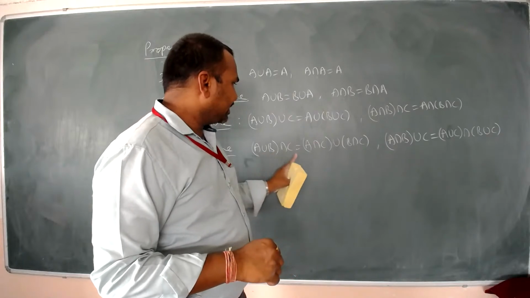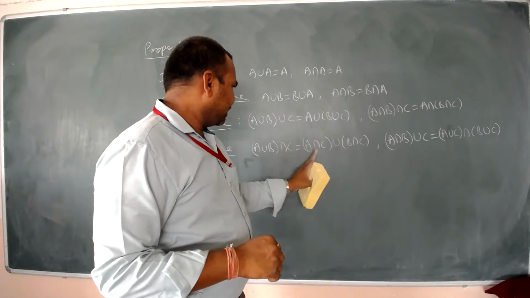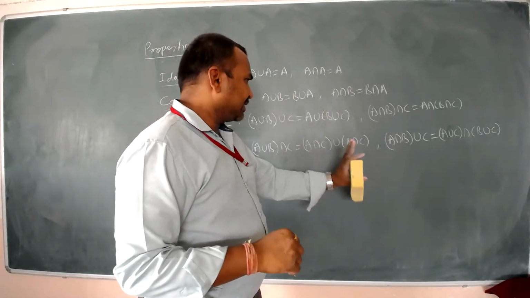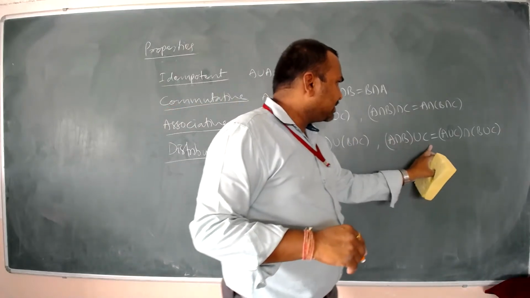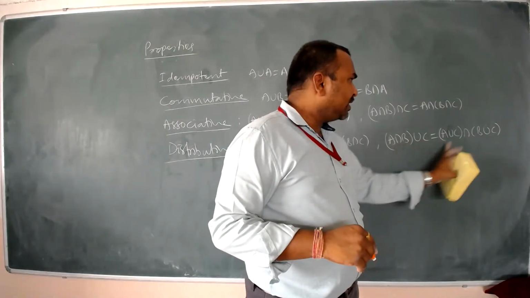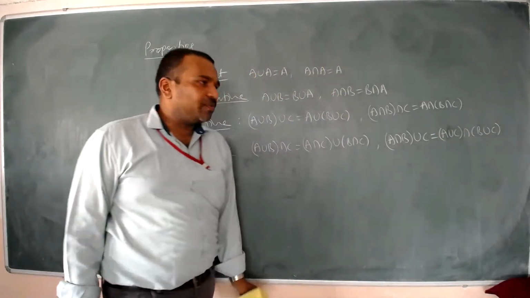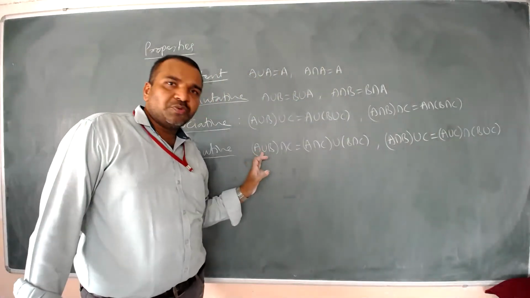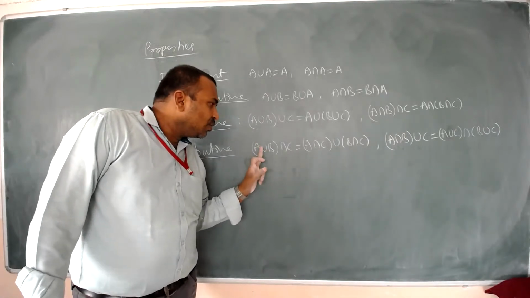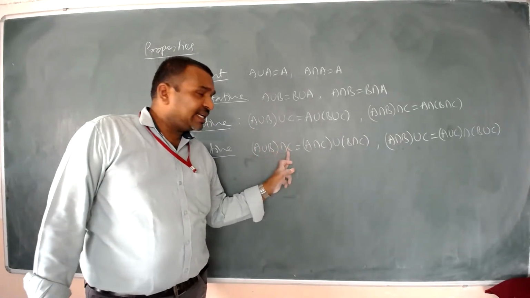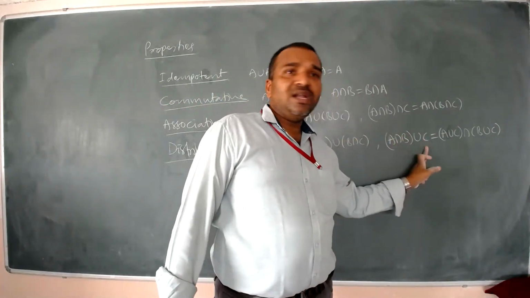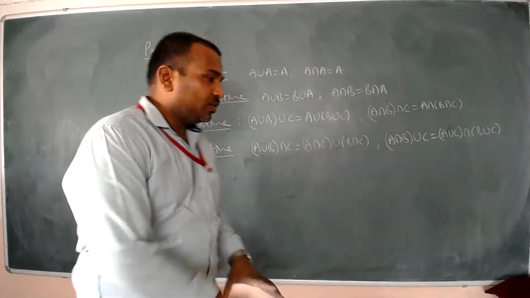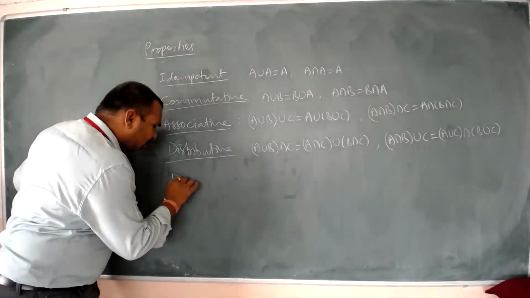A union B intersection C equals A union C intersection B union C. Similarly, here also, A intersection B union C equals A intersection C union B intersection C. These are the distributive properties. Here, this is the distributive property of union over intersection. This is also the distributive property of intersection over union.